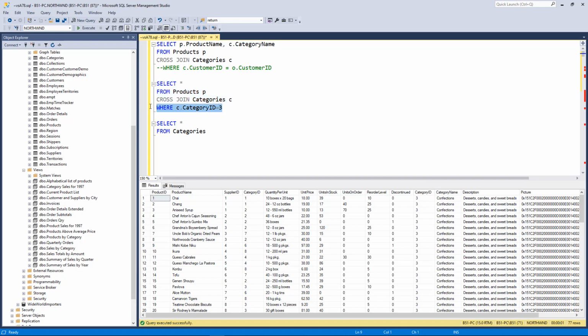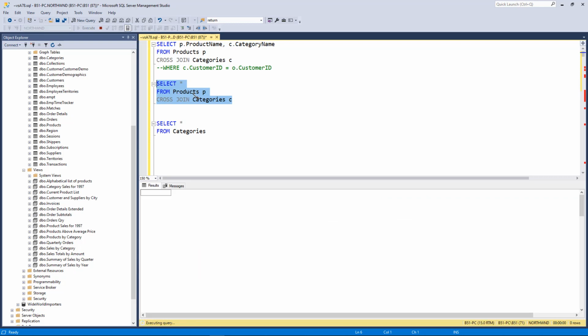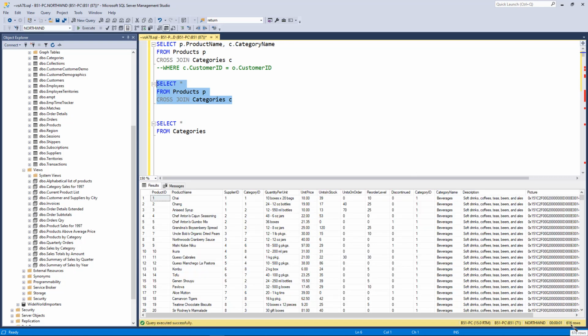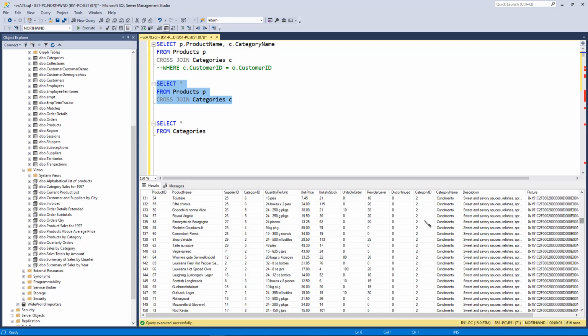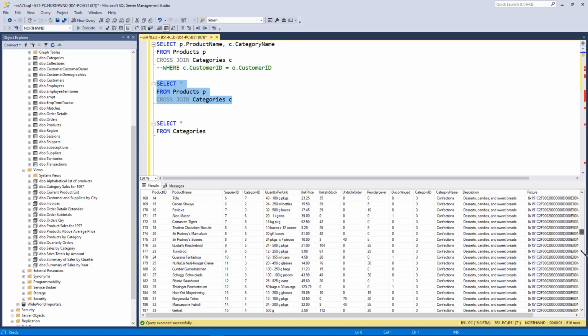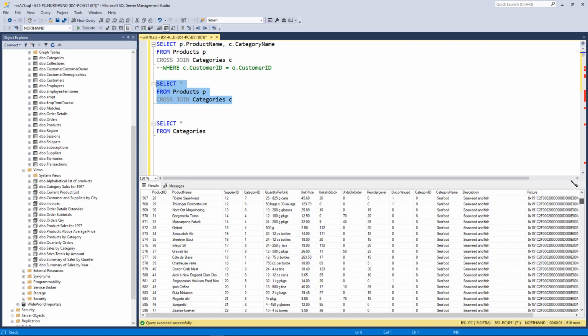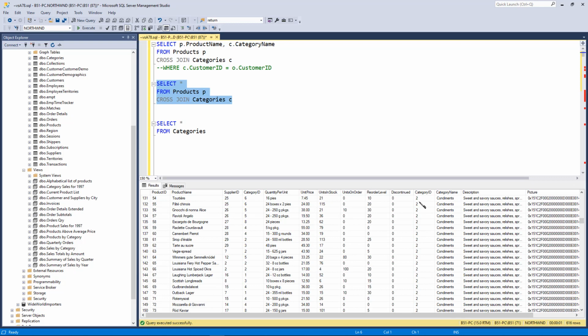This is why if we don't use where at all, we have the entire 8 categories multiplied 77 times. And this is why we see 616 rows. We see category 1, 77 times, then category 2, 77 times, 3, and so on. For each row and column in the category table, it will be in the product table 77 times.